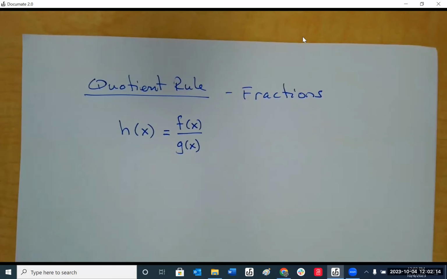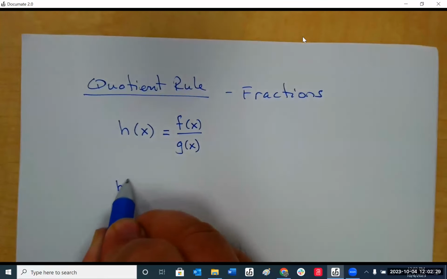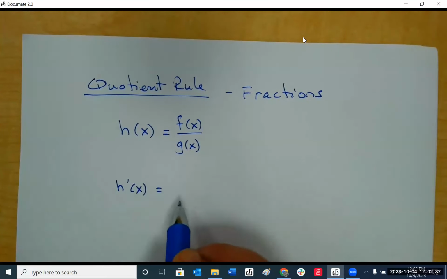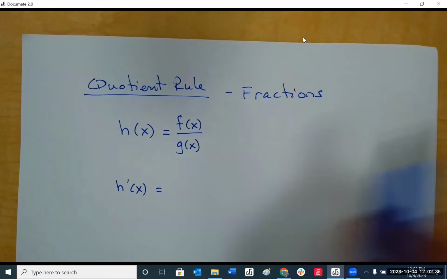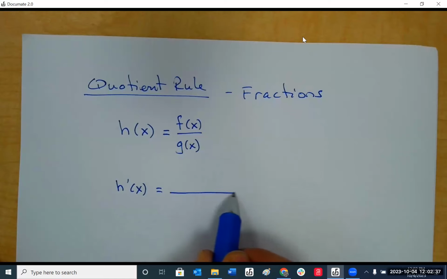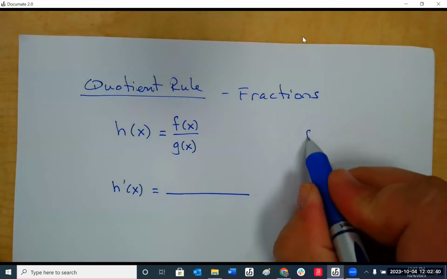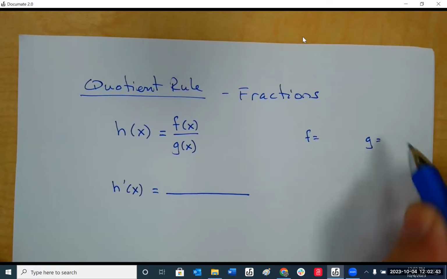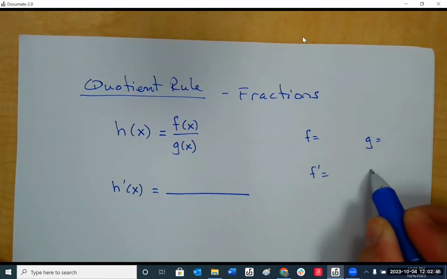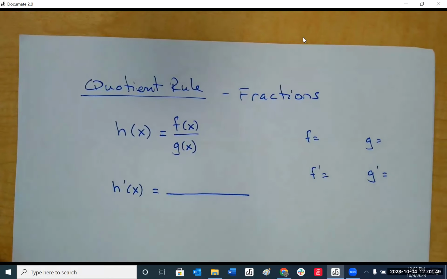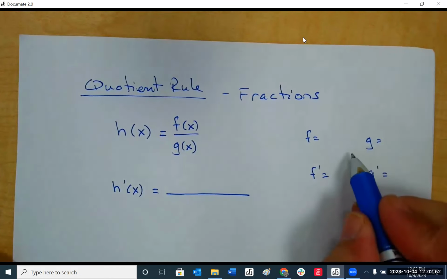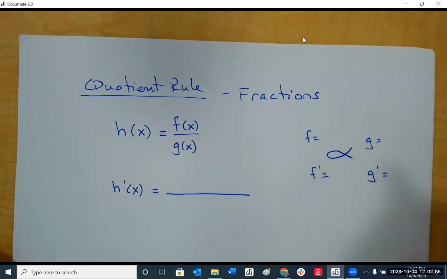So let's say we have a function h of x made up of two functions, a numerator and denominator, as long as g of x is not 0. The derivative of h of x is going to remain a fraction. We do this exact same thing we did for the product. We put the fishy in there.